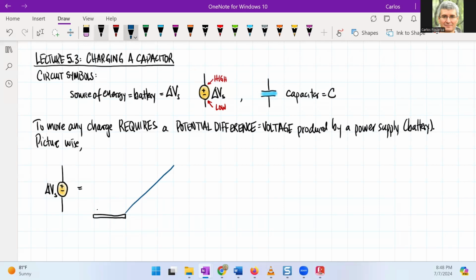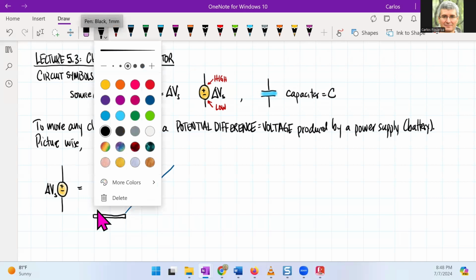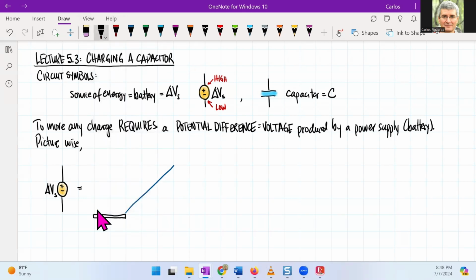So when I look at this, I have my incline that looks like this, which is what the battery produces in the circuit. So this is my upper plate, same notation that we've been doing. And so then this end here is our positive plate, which is our high. And then down here is our negative plate, which we call the low.